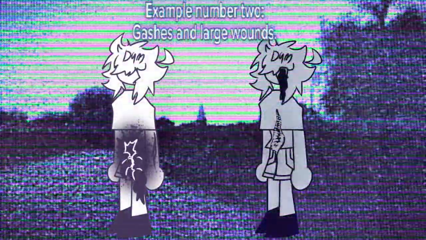Example number 2, gashes and large wounds. These modifications take place when large gashes are inflicted on the subject's corpse. It will have multiple possible results. For instance, the example shows a mount on the victim's stomach. However, this is just the most common outcome. The different results often depend on natural genes already found in the corpse. For example, if the victim is a female, the gashes could reform into eyes instead.